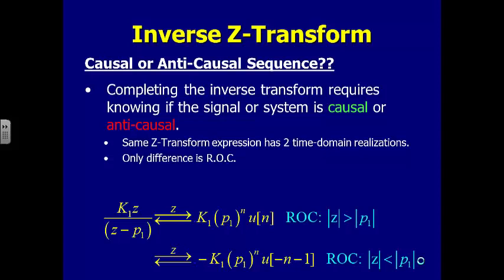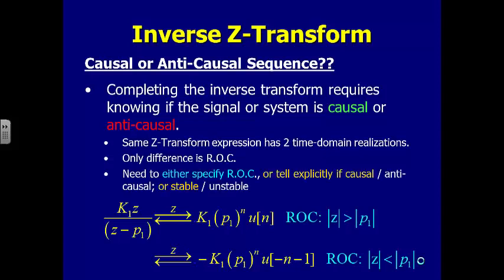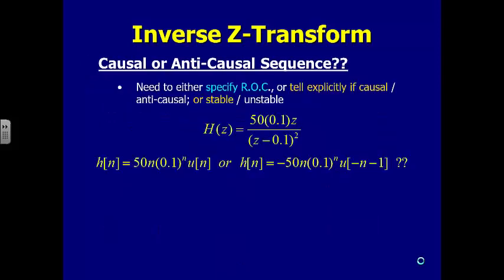And so I got to tell you one more piece of information. I either got to tell you, here's the transform and this is the region of convergence, so I know which one to choose. Or give me a transform and tell me either, is it a causal system or causal signal, or a stable one? You give me either of those two pieces of information, then I can infer which one it's got to be. Right? So in this case, if we inverse transform this, we have two options, a causal option and an anti-causal option.